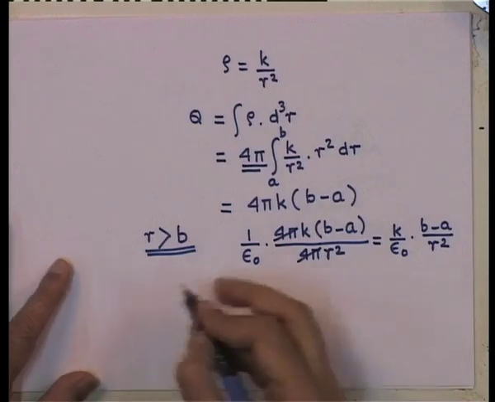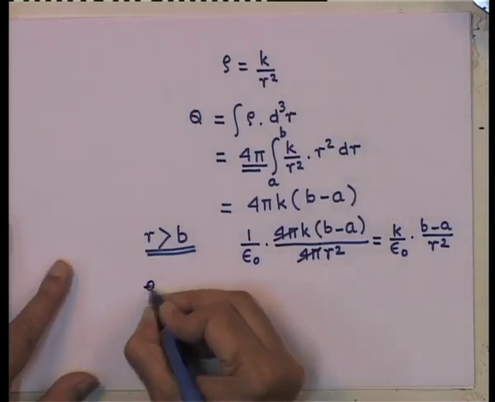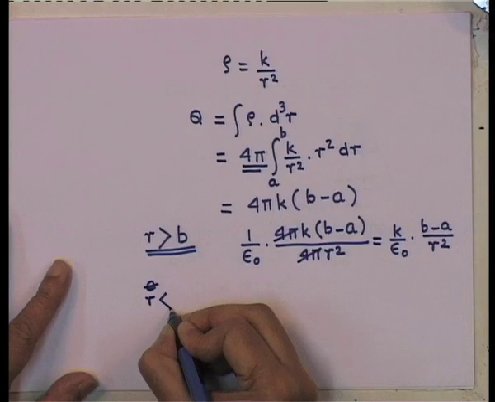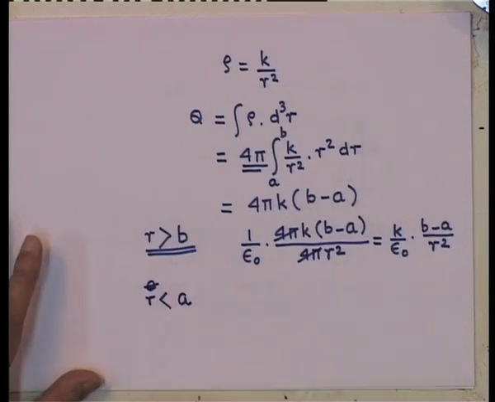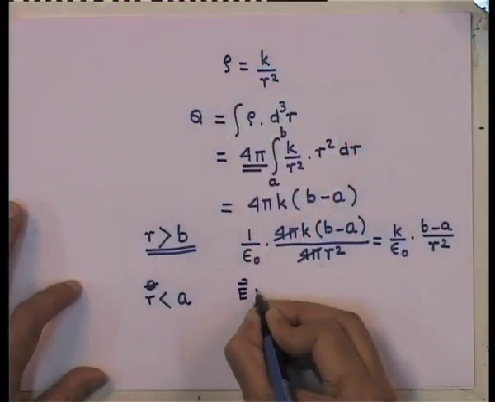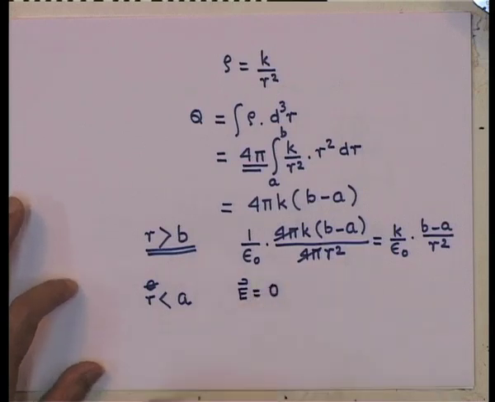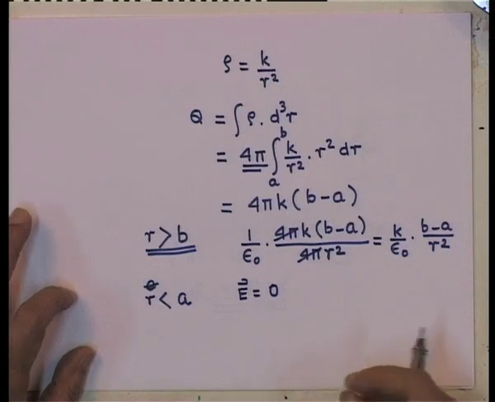Now, let us look at the region. First, let me look at the region r less than a. Now, if r is less than a, I take a Gaussian sphere of radius r, and inside that there is no charge, because it is within the hollow region of the sphere. So, my electric field will be equal to 0. No field in the hollow space.